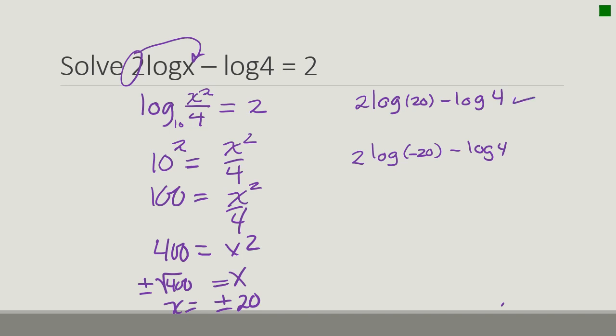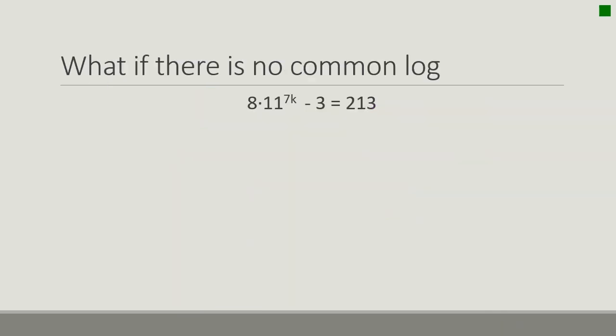And if I put 2 log of negative 20 minus log 4, sorry, it gives me an imaginary solution. So that negative 20 doesn't work, and my solution is just 20. So you should get into the habit of checking for extraneous roots.